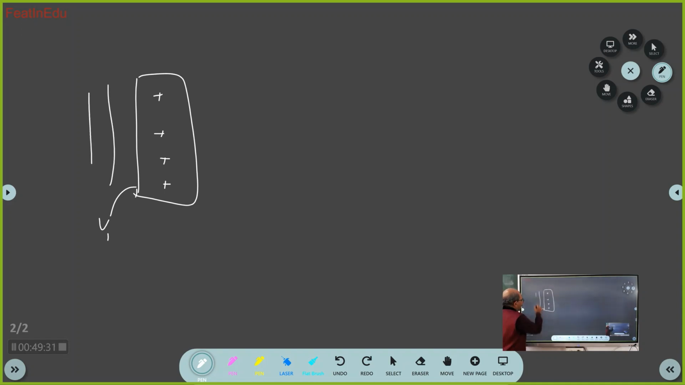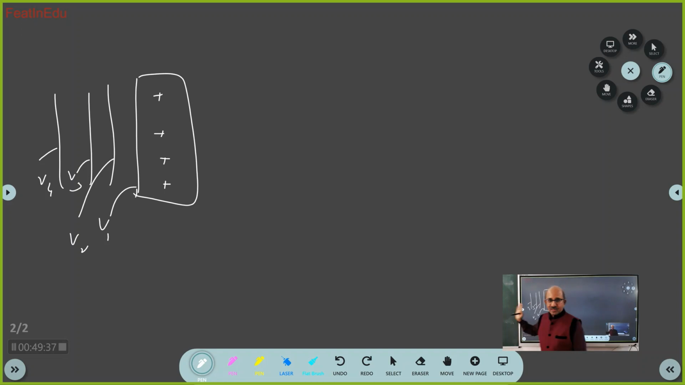And if you go here, this surface will be V2, this surface will be V3, this surface will be V4. The potential at different surfaces will be different. Got it? Here, the potential at this point is V1, at this point V2, V3, V4. Understood all of you? So there will be a potential difference between one point and another point.